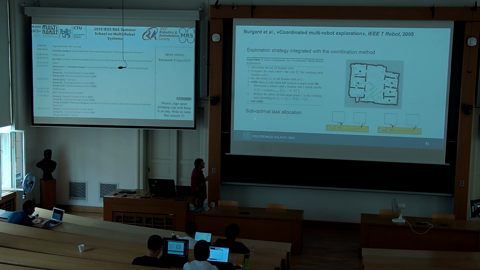This is clearly suboptimal. So this is one example. In this case, if you first assign frontier A to robot 2, then robot 1 has to travel a lot to reach frontier B, and an optimal allocation would be for robot 2 to reach frontier B and for robot 1 to reach frontier A. So this is not optimal in general, but it works very well, and it has been used several times in several different applications.